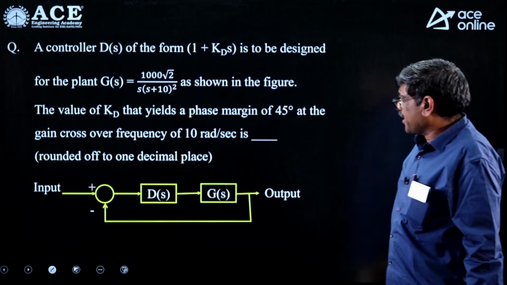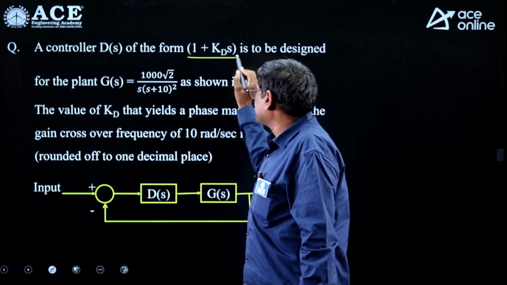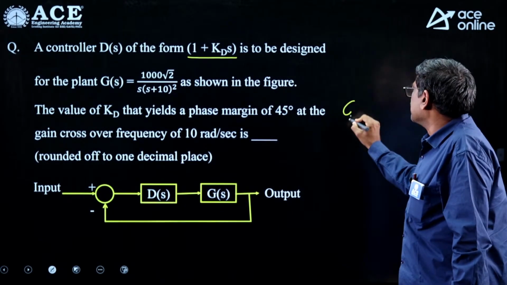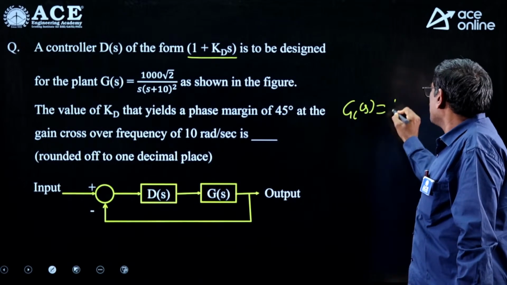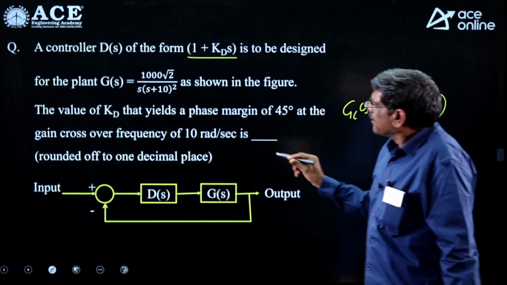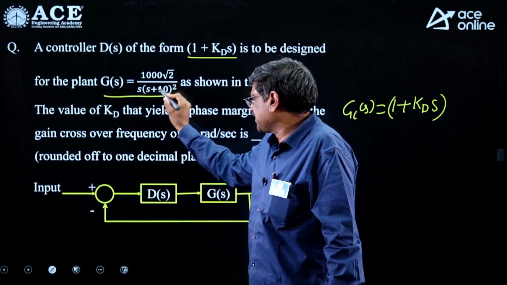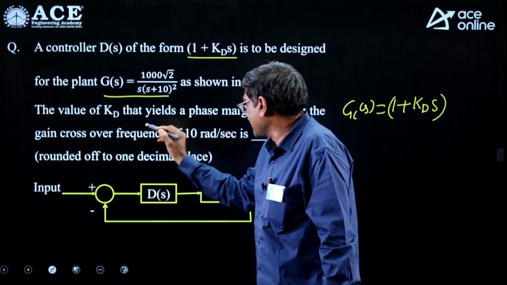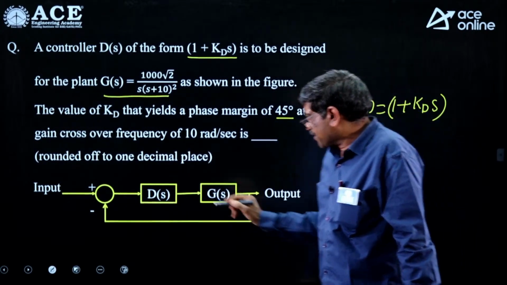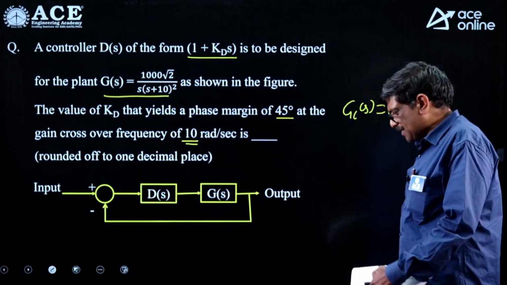Next, a controller D of S is given, a PD controller, this is called the PD controller. So what is the PD controller transfer function? Gc of S equal to 1 plus KD S is given, and the given system is 1000 into root 2 divided by S into S plus 10 whole square, shown in figure. So here required phase margin is 45 degrees at the gain crossover frequency of 10. So use the simple phase margin concept, you will get the answer.